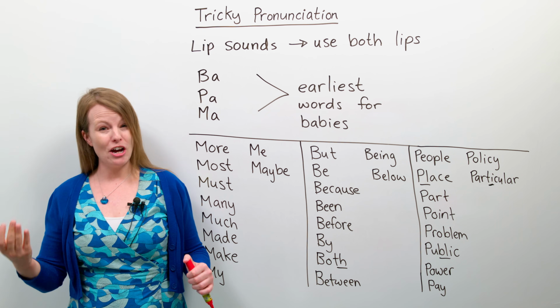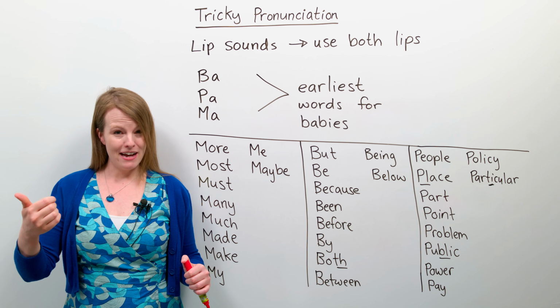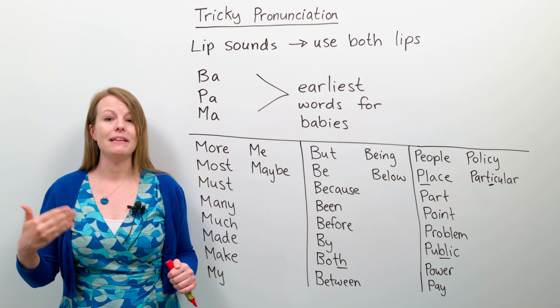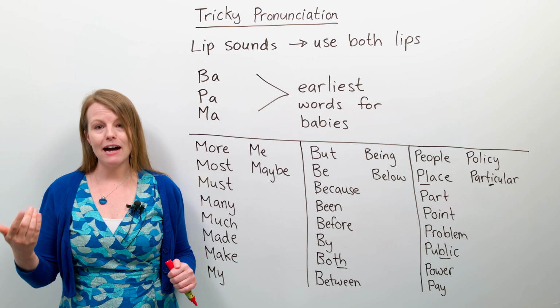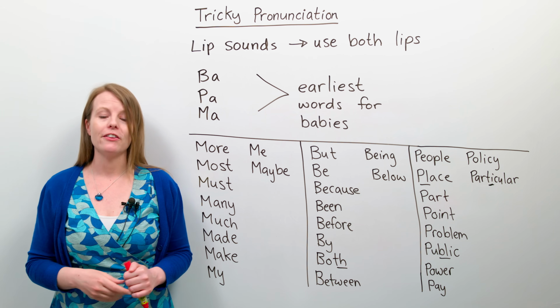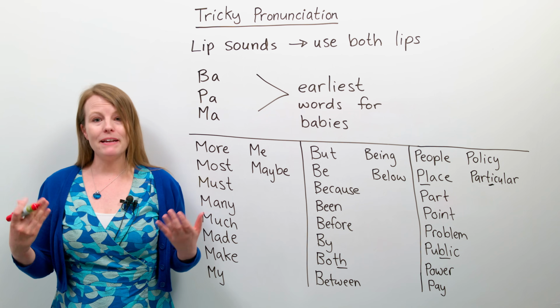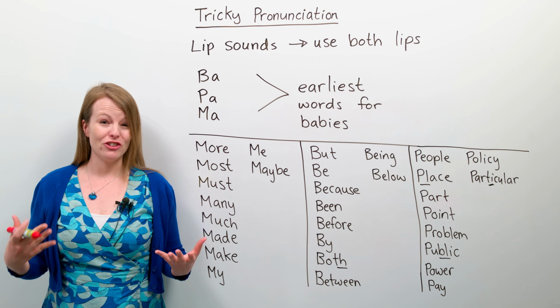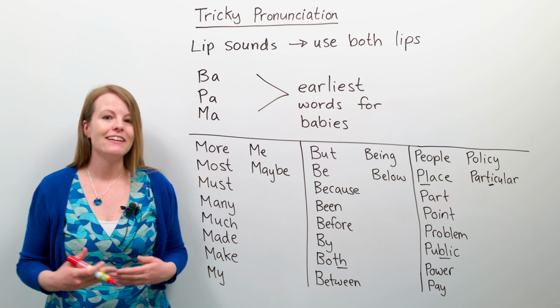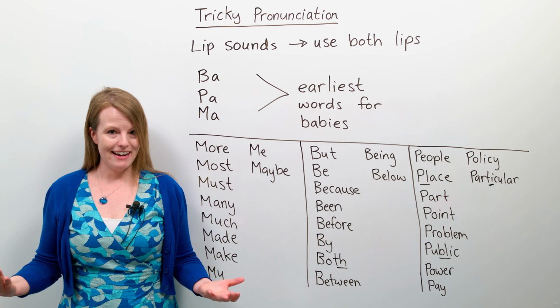And that's why in a lot of languages, ma or something similar means mother, and ba or pa means father. It's because these are some of the first sounds children are able to make. So let's practice these sounds.